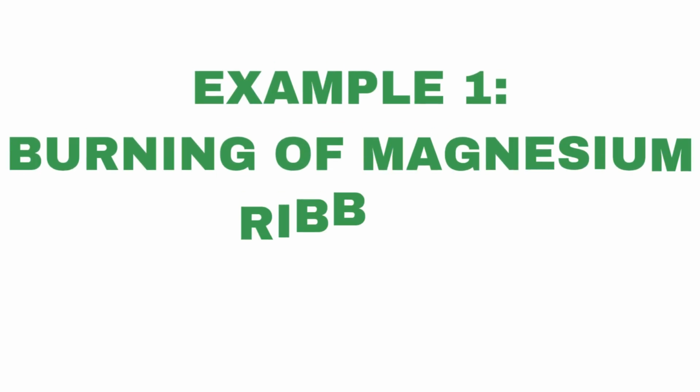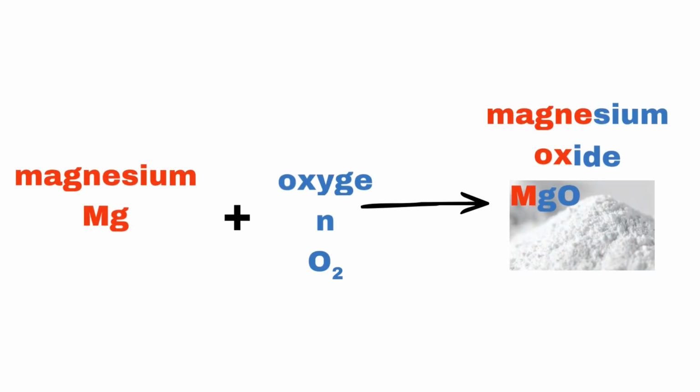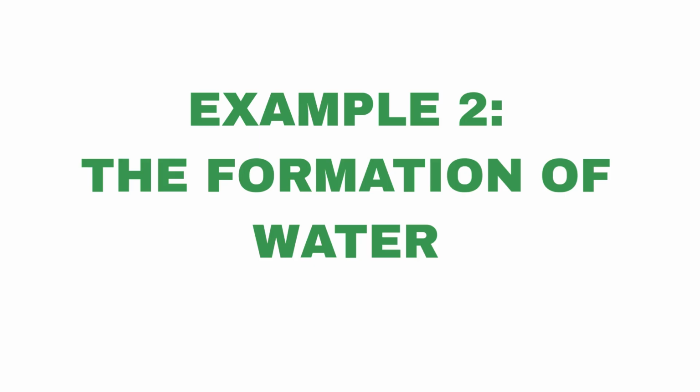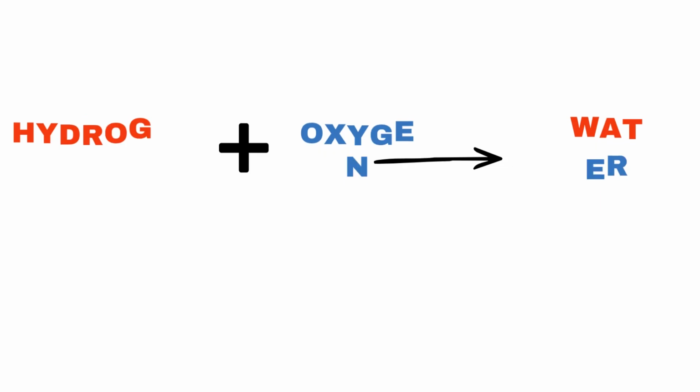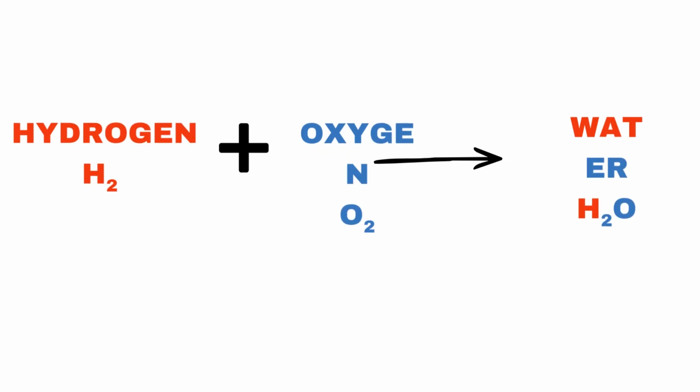An example is burning of a magnesium ribbon. A bright white light is seen as the magnesium ribbon burns, and it leaves white powder. This white powder is magnesium oxide, a completely new substance formed from magnesium atoms reacting with oxygen atoms. Another example is the formation of water. In this synthesis type reaction, hydrogen atoms react with oxygen atoms to form a completely new substance, water.